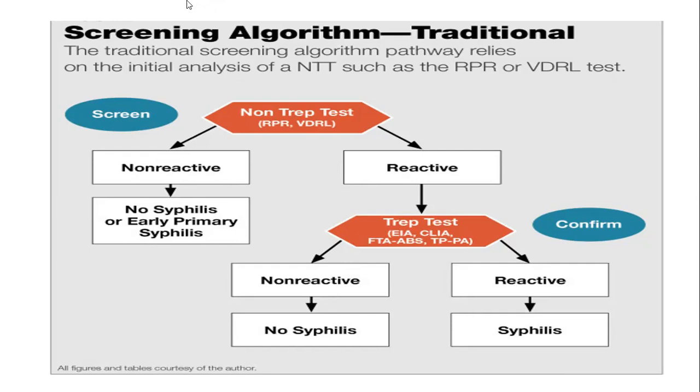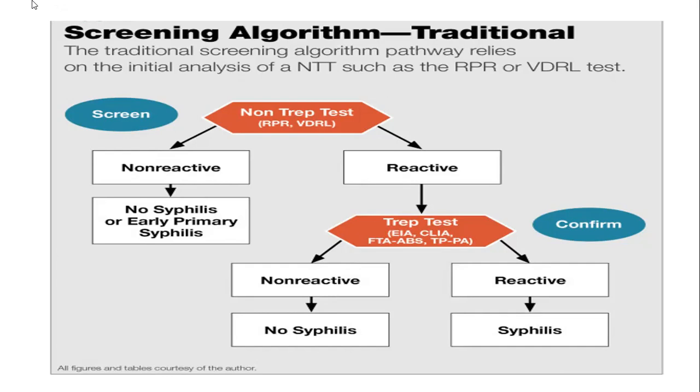If the reaction is negative, that means that this patient doesn't have syphilis, or maybe it's early primary syphilis. You should notice that early primary syphilis is seronegative. But in the case of early primary syphilis, there must be a manifestation with hard chancre.